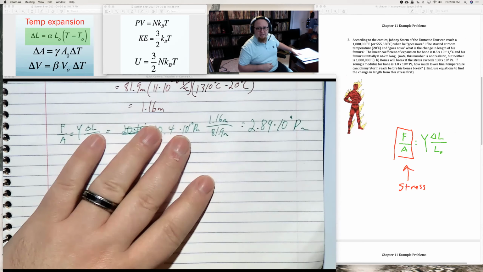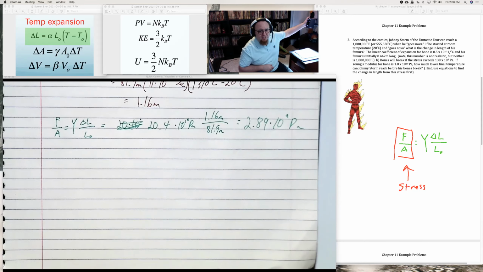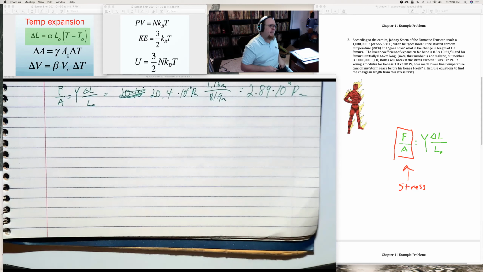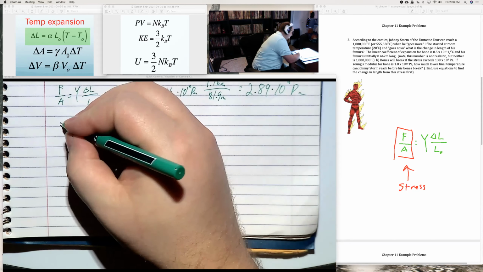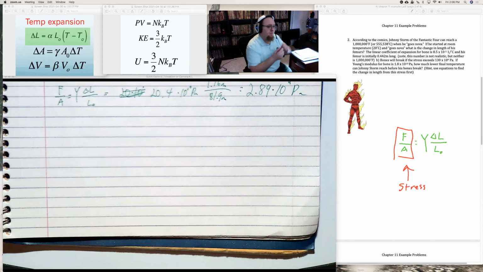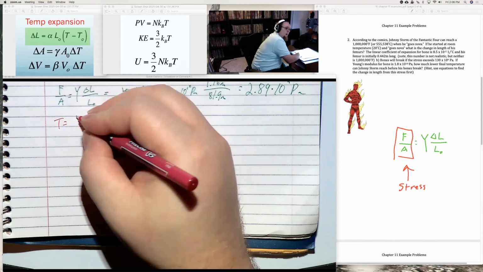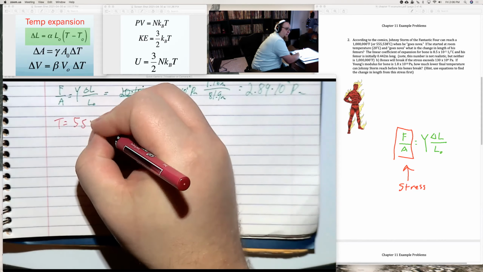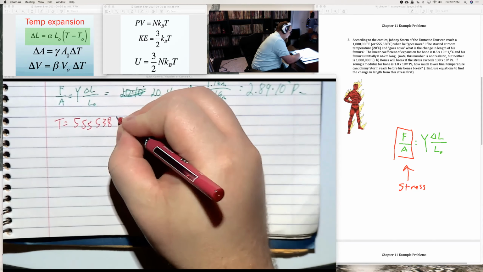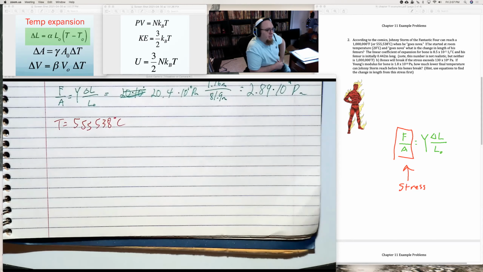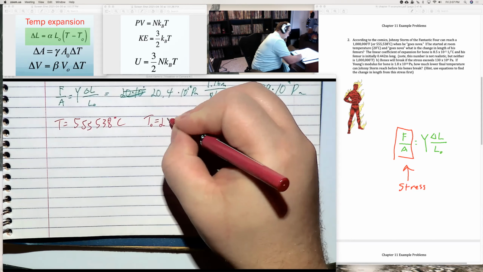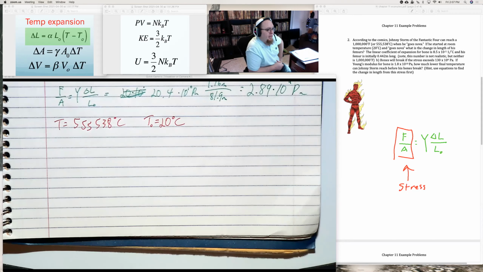It says, according to the comic books, Johnny Storm of the Fantastic Four can hit 1 million degrees Fahrenheit, which is stupid. But 1 million degrees Fahrenheit is a temperature of 555,538 degrees centigrade. If he started at room temperature and goes to this temperature, what is the change in length of his femur?